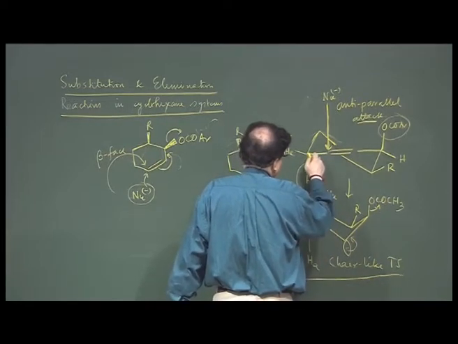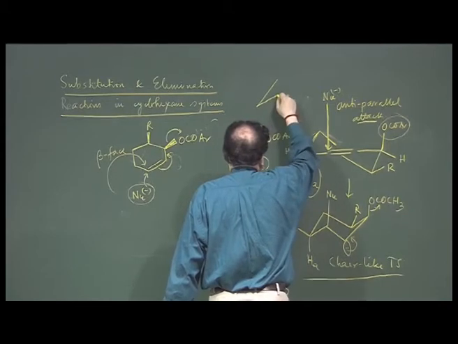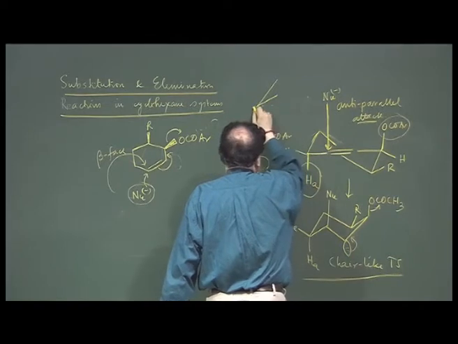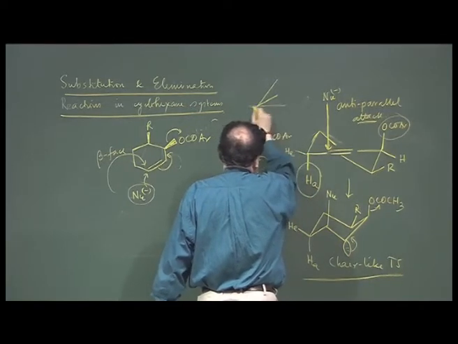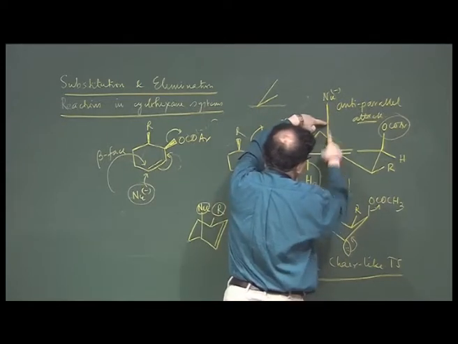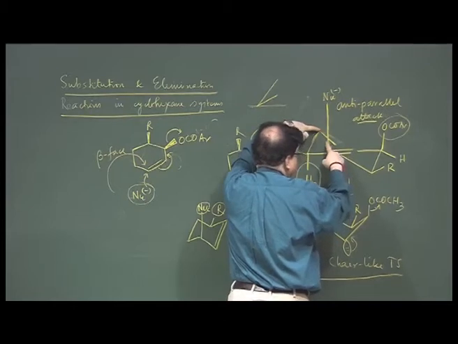But remember the way I drew the chair. In the chair form, these carbons and these carbons are both above the horizontal plane containing this carbon. So, when I brought the nucleophile, I know that this is going to go up, that means there is already a carbon up and this is up. So, that gives you a chair.